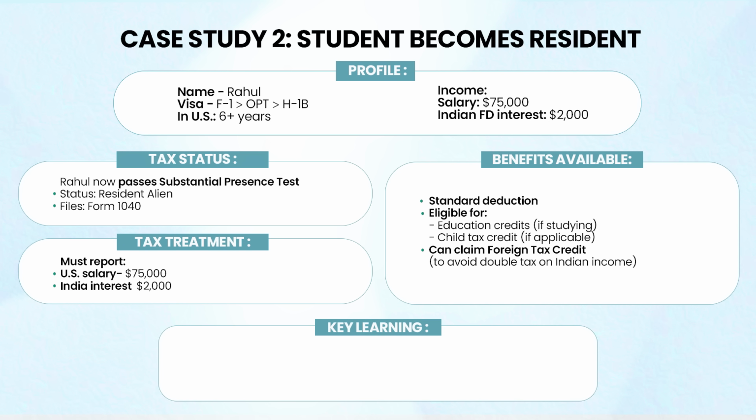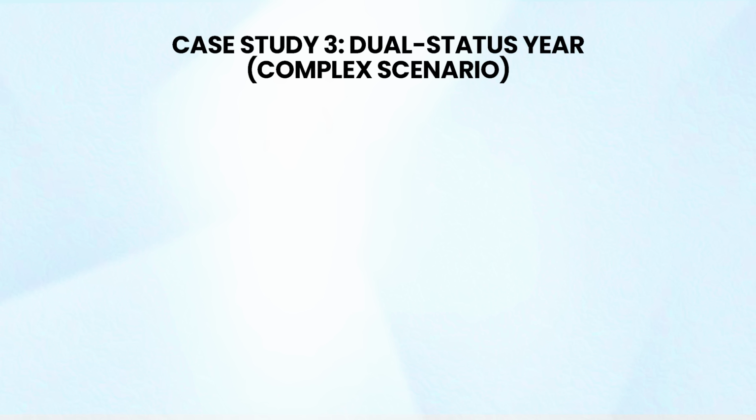Finally, here are the 2 most important things to remember about Rahul's case. First, once a person becomes a resident alien, their global income becomes taxable in the United States, not just their US income. Second, along with this added responsibility, Rahul also unlocks the full range of tax benefits and credits that are available to US residents. Let's go through case study 3, that is about a dual status taxpayer.